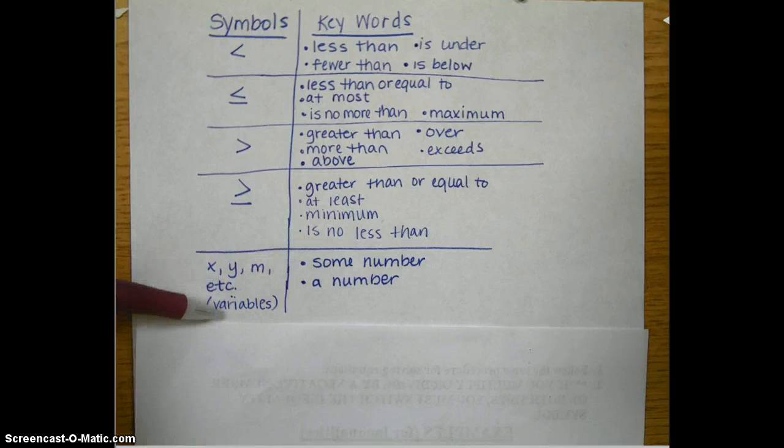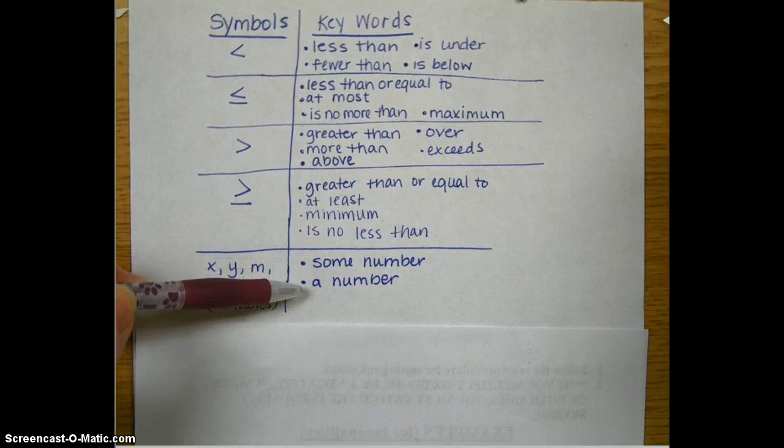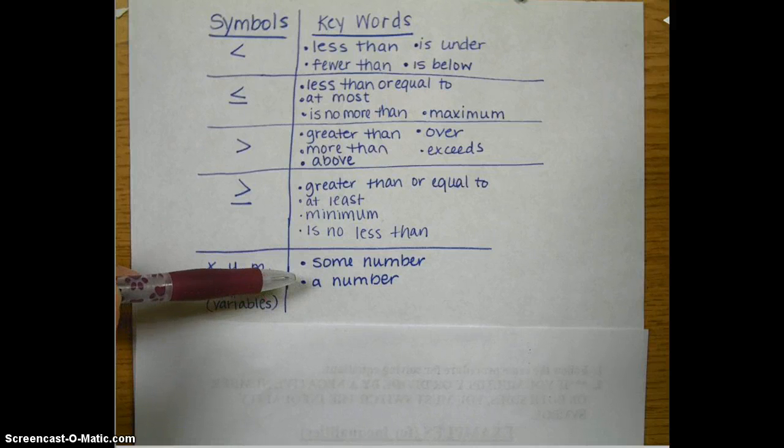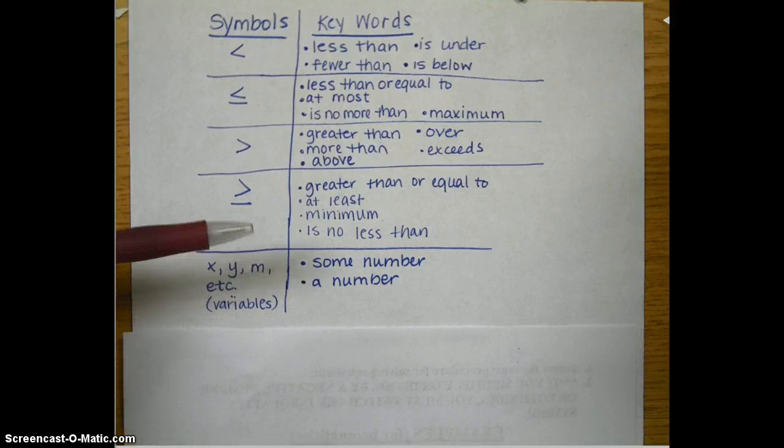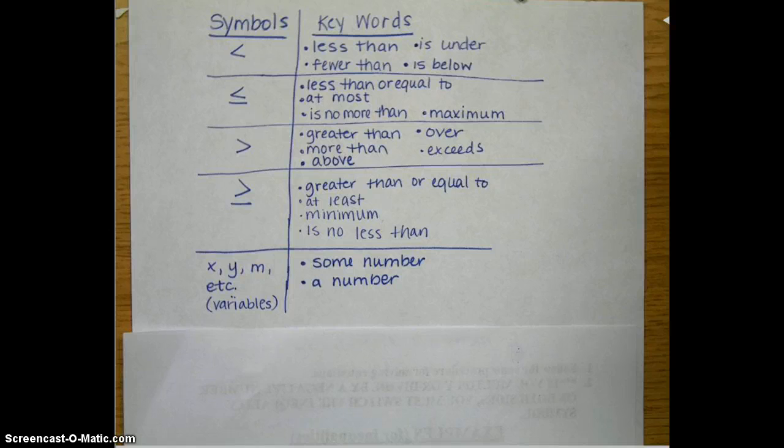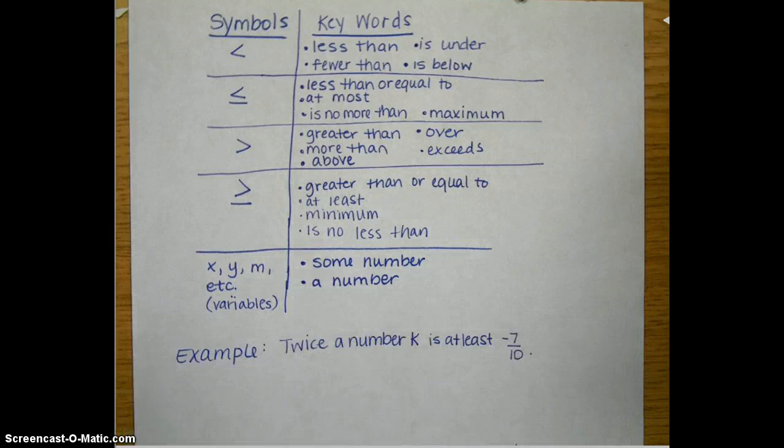And then your variables, which would be any letter, x, y, m, etc., are typically going to be represented by some number or a number. So wherever you see a number or some number, that's where your variable is going to be. That's just going to be good to have in your notebook, because in 8th grade, when you're in Algebra 1, you're also going to be using this, and you'd be ahead of the game to have it. So, moving on, let's work out two problems and then we'll be done.